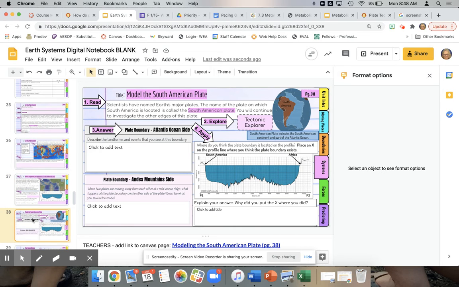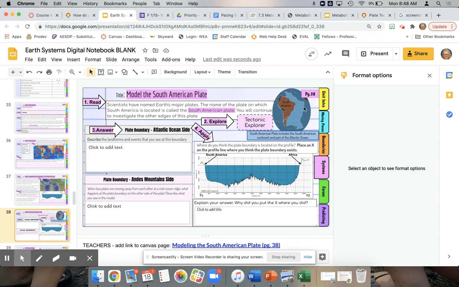And they will end the day with this page where they have a Tectonic Explorer. This is where they're introduced to the idea that all of the plates on Earth have names, and that the surface is all covered with these plates. So they're going to read this, explore the Tectonic Explorer.